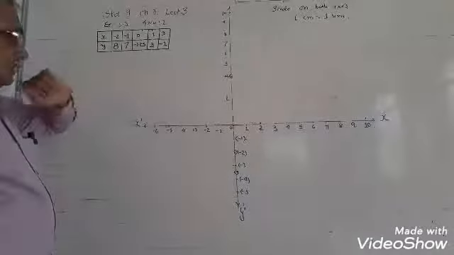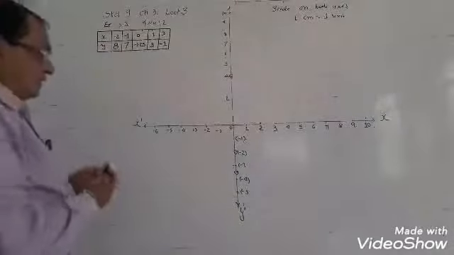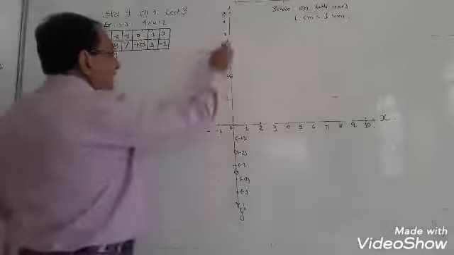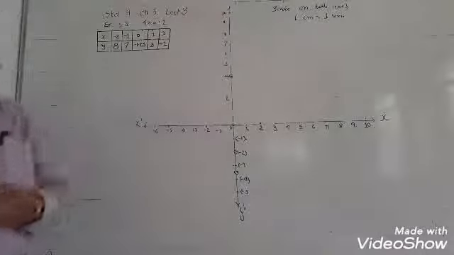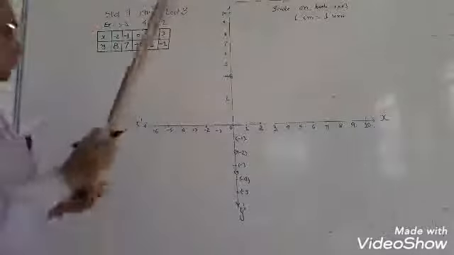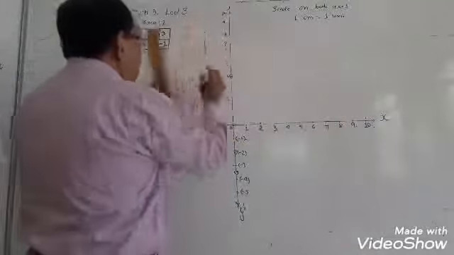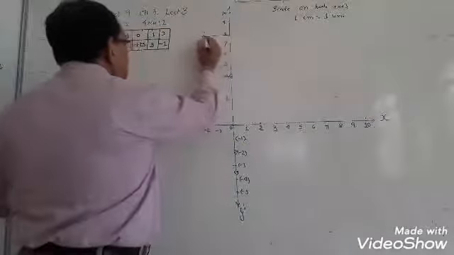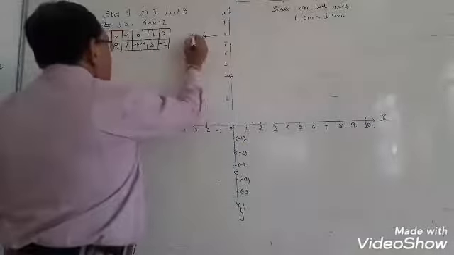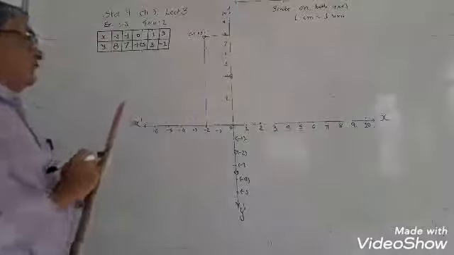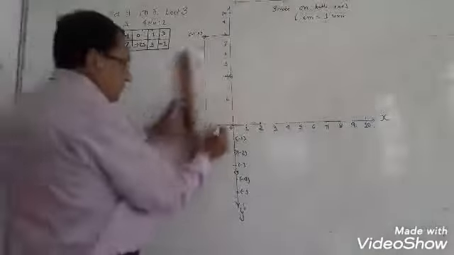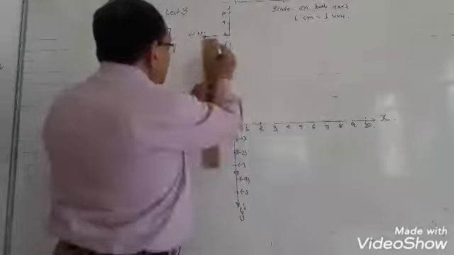All these have to be plotted. -2 and 8. That is -2 and 8. -2 vertical line and 8 horizontal line. The intersection point is known as this one, -2, 8. Third quadrant. -1 and 7. -1 and 7. This point.